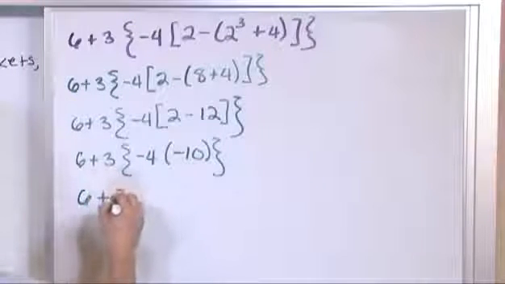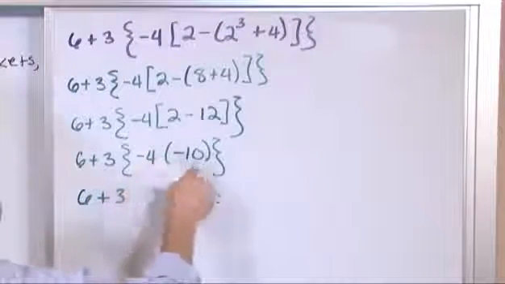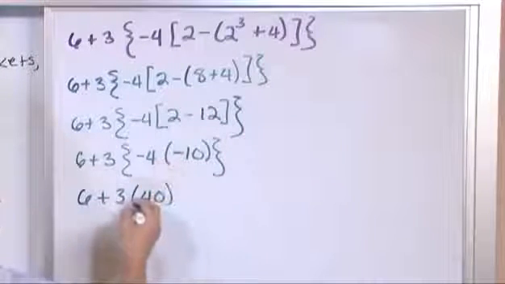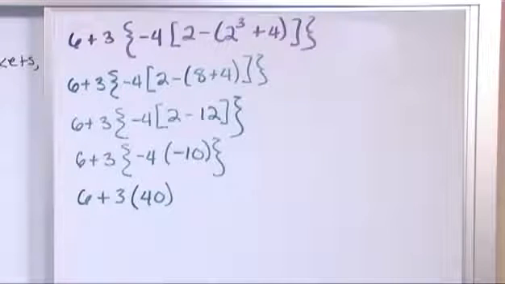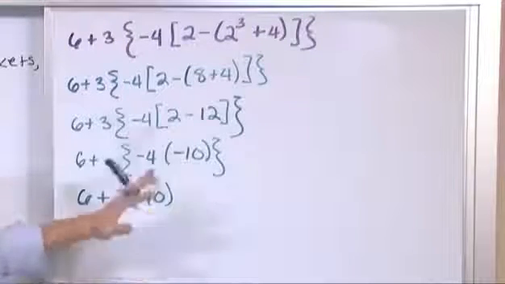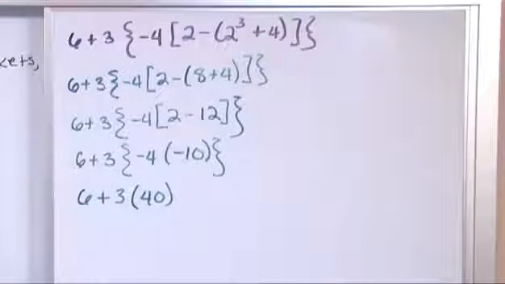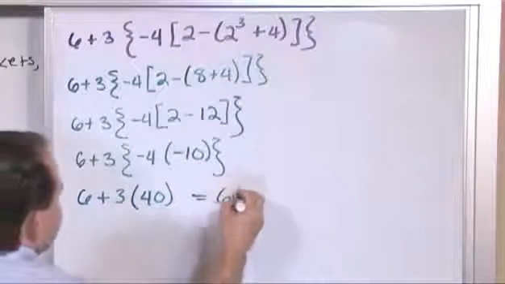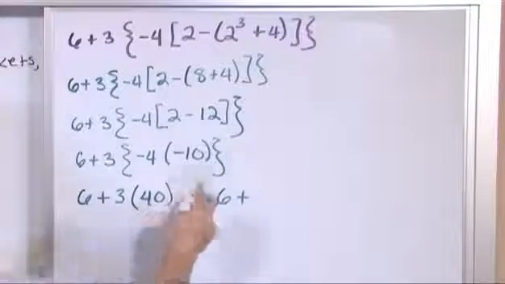6 plus 3, and then when I have negative 4 times negative 10, you're going to get positive 40. And this is multiplied together. I just, again, put it in parentheses just to keep it separate. You could drop them in that case if you wanted to and put a multiplication symbol. You have addition and multiplication. Of course, you're going to do the multiplication first. So you have 6 plus 3 times 40 is 120.